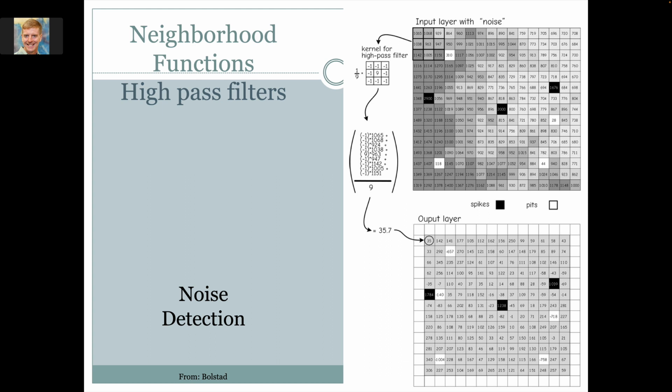So we're really highlighting where we think the noise is by either highlighting where the very high or very low values are by using this high-pass filter that is designed to detect noise.